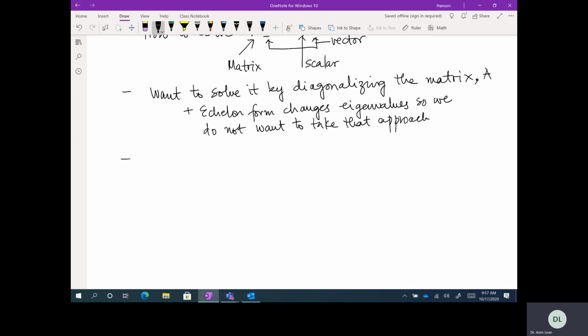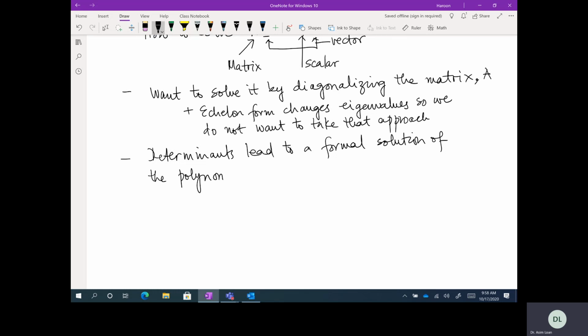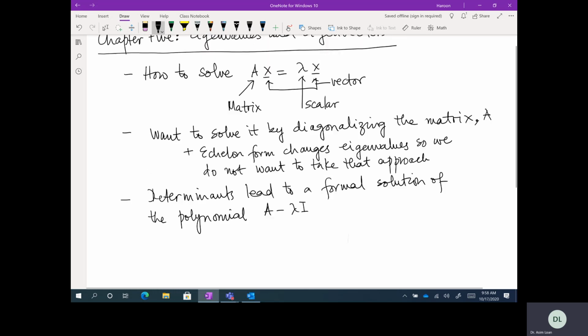Determinants that I told you that you need to study on your own lead to a formal solution of the polynomial A minus lambda I. And you may be wondering where we get this A minus lambda I.